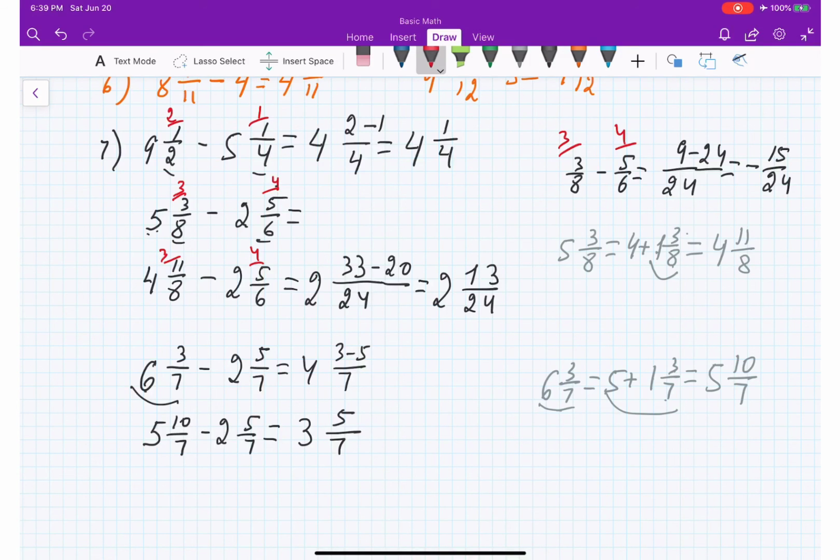Okie dokie. We are through with subtraction of fractions. I will see you in multiplication and division of fractions.